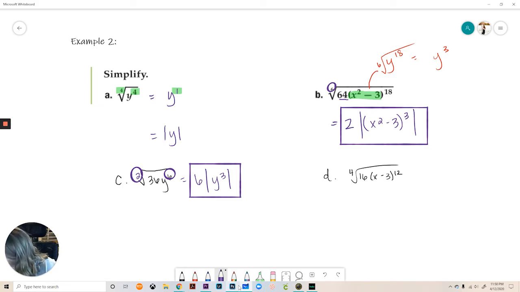Okay, part D, we're going to take the fourth root of 16. So the fourth root of 16 is just going to be 2. And then we've got the chunk x minus 3 to the 12th. We're taking the fourth root of that. So 12 divided by 4 is going to be 3. But again, I'm ending up with an odd power. That's my result has an odd exponent in it. So even root, even power ended up in an odd power. So that's where I would use my absolute values. So 2 times the absolute value of x minus 3 to the third.